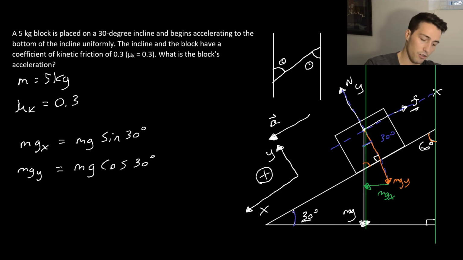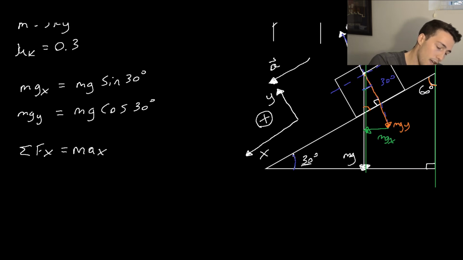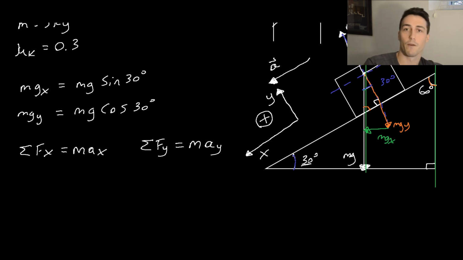Okay, so now we can do our Newton's second law. So here we're going to get the sum of the forces in the x direction is equal to ma, the acceleration in the x direction. We're also going to have the sum of the forces in the y direction, and that's going to be ma times acceleration in the y direction. Again, since this block is not accelerating up or down based on our coordinate system, we're going to say that acceleration is 0. So the sum of the forces in the y direction equals 0.